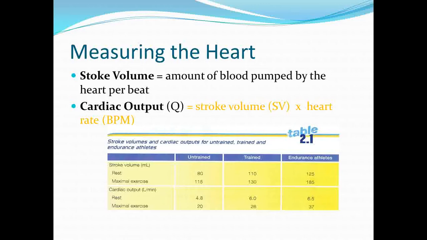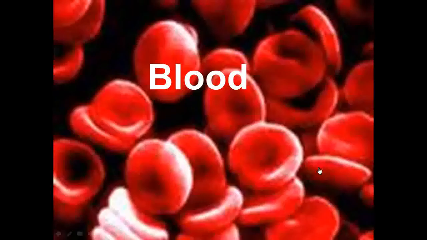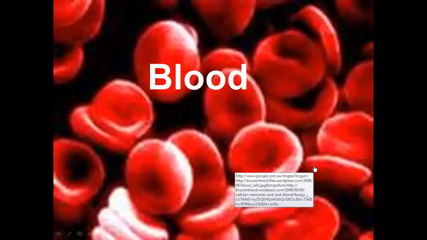So people who have stronger hearts, have trained their heart, have a higher stroke volume, they can pump out more blood per beat, and then they can also pump out more blood around their body per minute, their cardiac output. So what's in the blood?